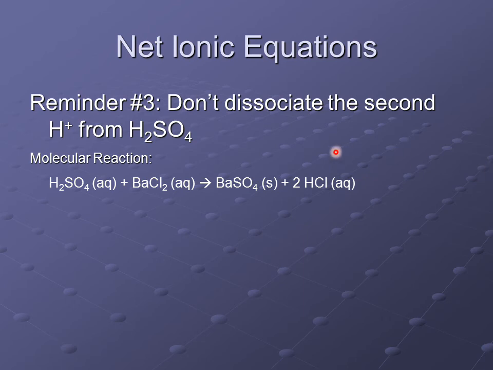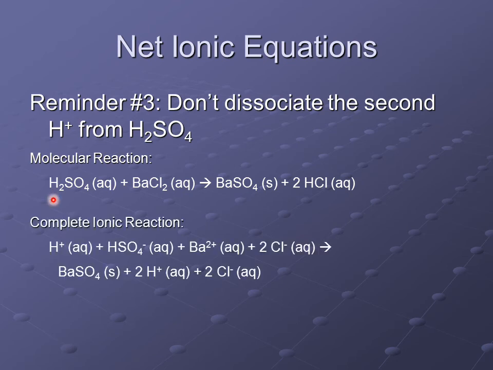Okay, so the sulfuric acid is a strong acid, so in the complete ionic equation, we should write it as 2 separate ions, but those 2 separate ions are going to be H plus and HSO4 minus. The second H does not completely dissociate, so we leave it stuck onto the sulfate to form bisulfate. Okay, so sulfuric acid dissociates into a hydrogen ion and a bisulfate ion.